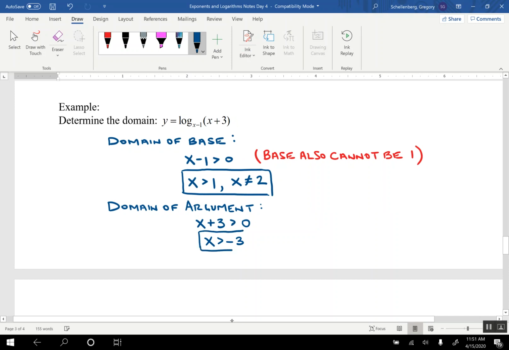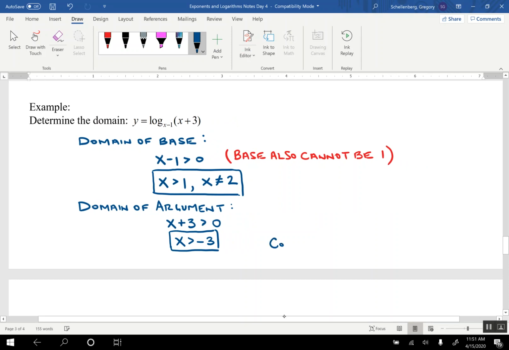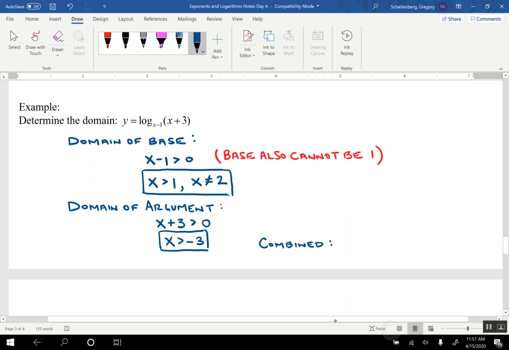Now, combined, what do the two have in common? Well, it's the domain of the base. So the combined domain here is that x has to be greater than 1, but not 2. Okay, I'll double box this. So these values of x satisfy both parts of this equation.